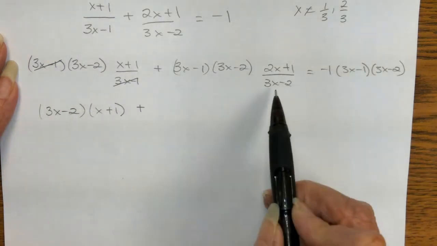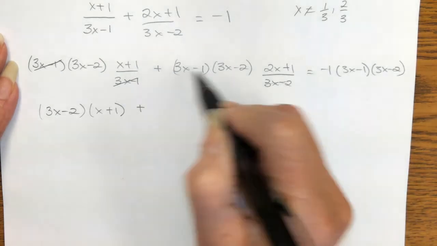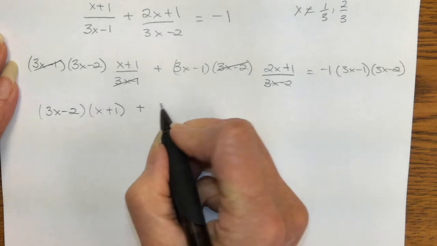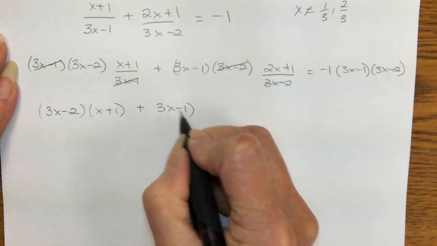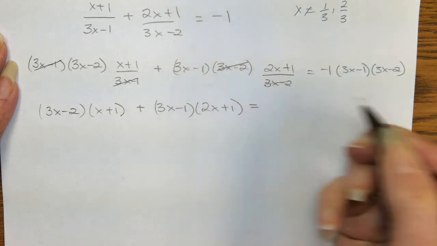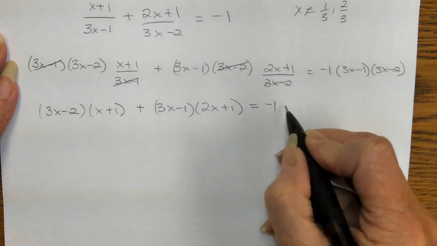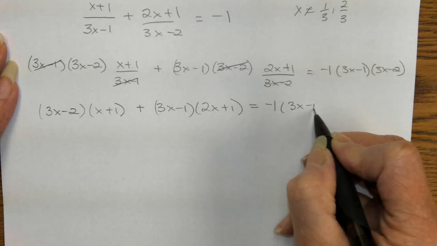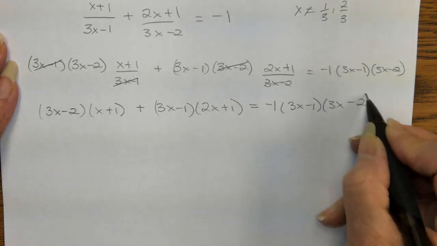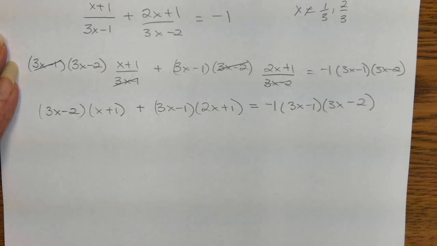And then in the next term, we have a 3x minus 2 both in the numerator and the denominator. Those cancel out, and I'm left with 3x minus 1 times 2x plus 1. And then on the other side of the equation, yes, we do have to do this on the other side of the equation as well. We have 3x minus 1 times 3x minus 2. Now we're ready to multiply.